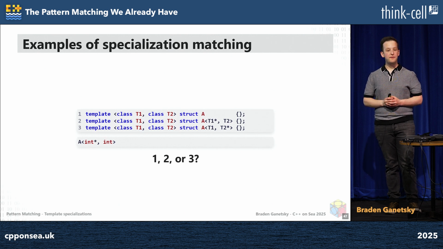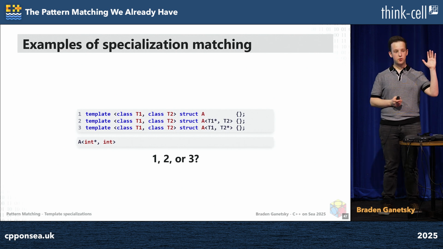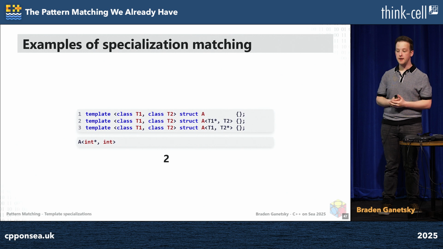What about this one? A of int star, comma int. Is this 1, the primary? Hands up. OK, is it 2? Lots of hands. Is it 3? Hands. OK, yeah, this is 2. Most people here got it.